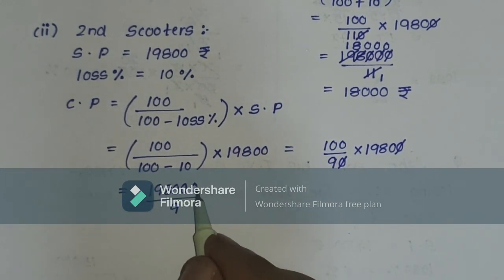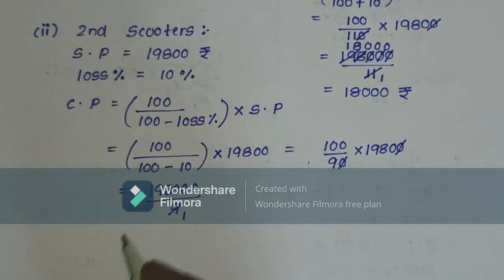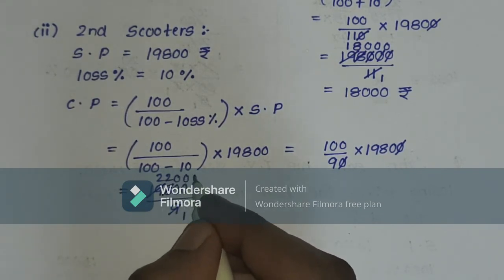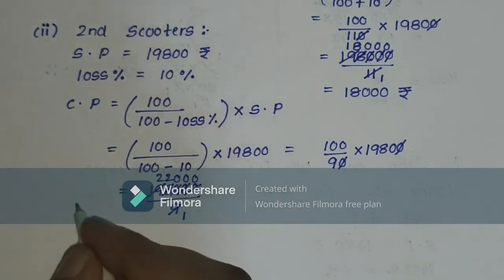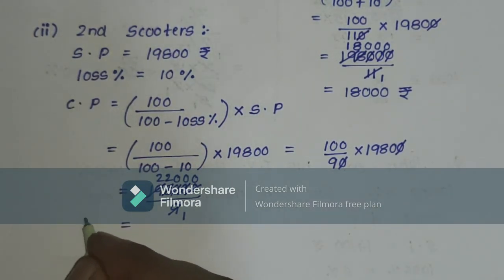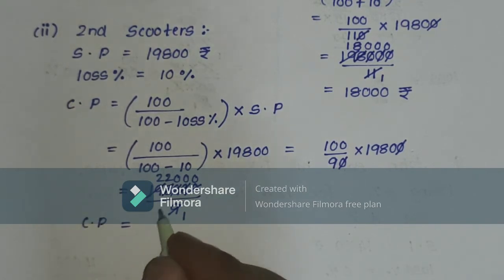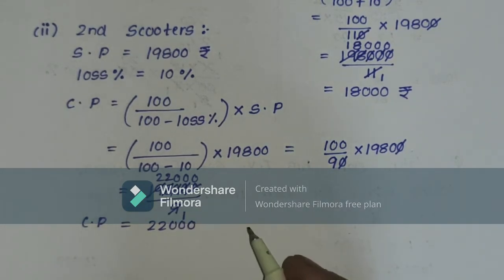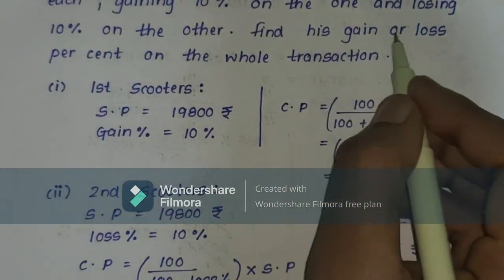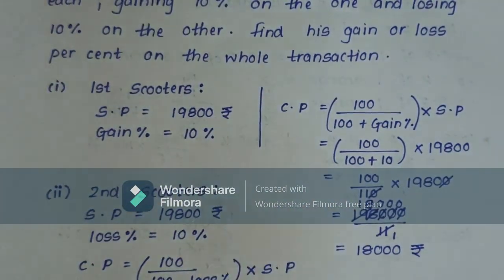So 18 comes in the 9 table, right? So we will say 9 ones are 9, 9 twos are 18, but 1 is pending. Again you will say 9 twos are 18, right? Then 9 zeros are 0. That means this is how we cancel. So what is the CP in case of the second scooter? We will say the CP in the second case is equal to 22,000, student. Now if you see, what was the question, student? The question was, find his gain or loss percent on the whole transaction, student.